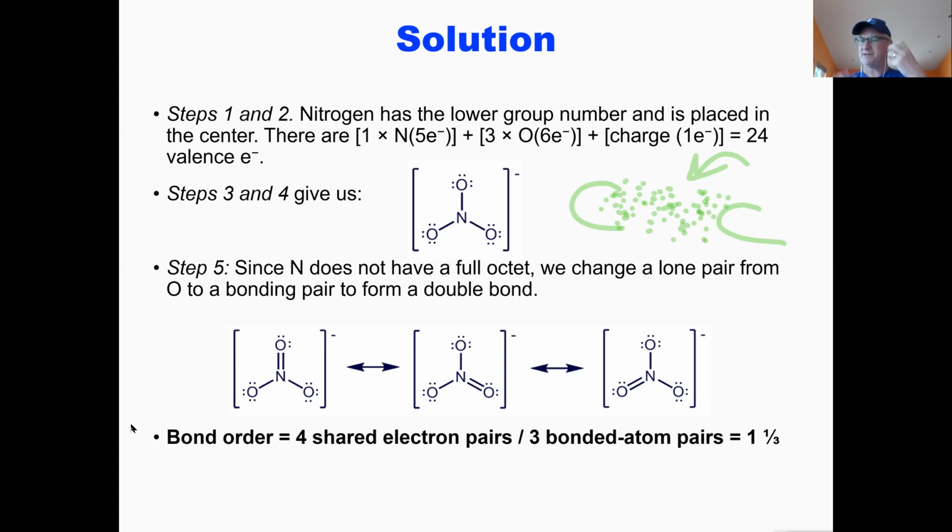But what if there's somewhere in between? What if we have a distribution of electrons that's more than a single bond would be, but less than a double bond would be? What do we call that? We call that the bond order.